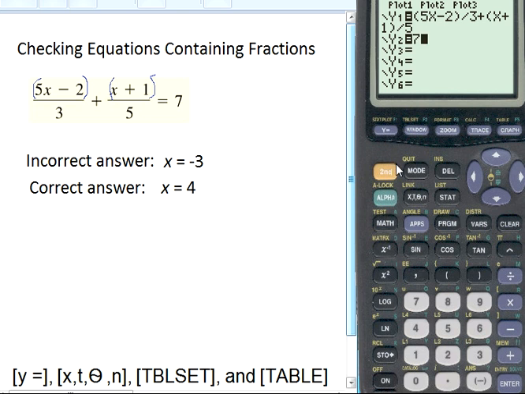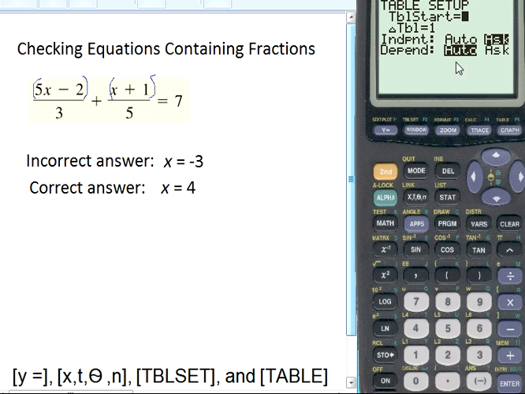Alright, and then we go to table set, which is above window, and it's the second meaning of that key. And I have already used this for this purpose before, and so I have it already set up with independent variable x set for ask so that I can enter my answer. Make sure that your screen looks like that. If you're going to take a test in the testing center, be sure to check that. You use the arrows to get it down to ask and just hit enter, and it'll highlight that.